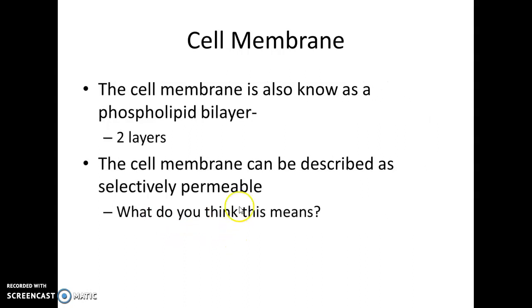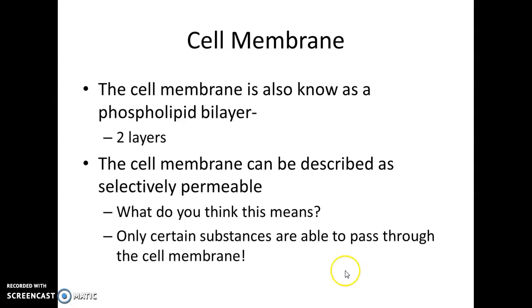The cell membrane is known as a phospholipid bilayer, which means that there are two separate layers of phospholipids. The membrane is described as selectively permeable. Go ahead and talk to your neighbor about what that means. You might remember from the reading that this means only certain things can pass through.